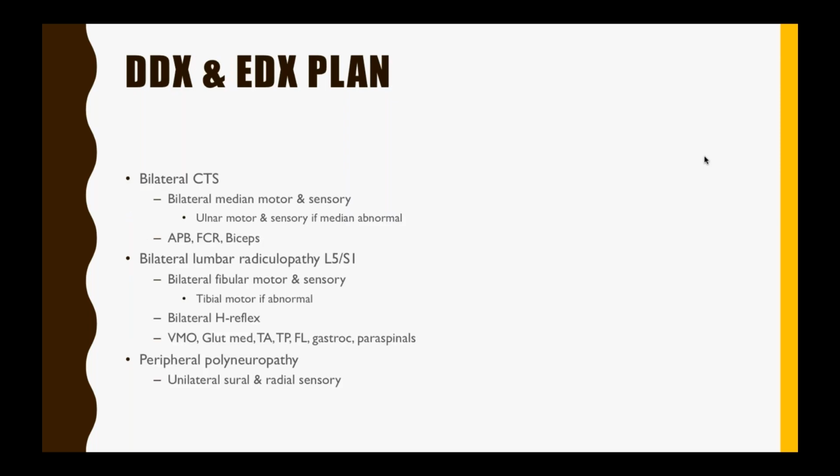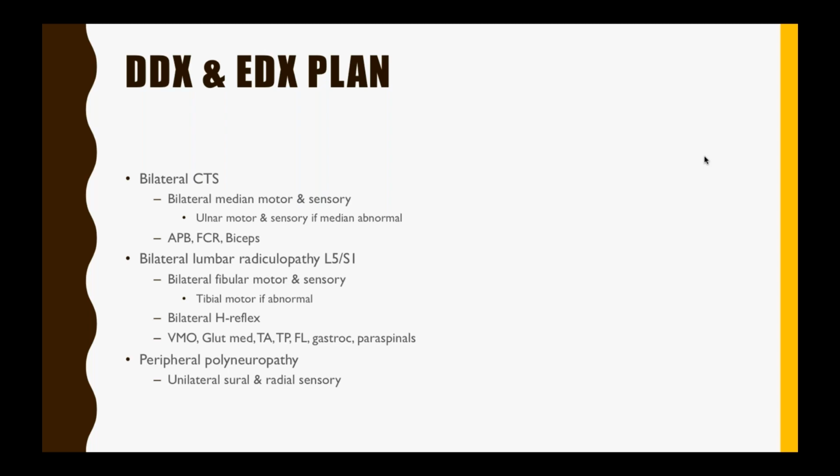For her electrodiagnostic plan, because of the APB weakness, I was thinking carpal tunnel syndrome. So I was going to do bilateral median motor and sensory nerve studies and muscles relevant to a screen for carpal tunnel syndrome. But she also had low back pain, so I wanted to screen for a radiculopathy. So I was going to do the bilateral fibular motor and sensory and tibial motor as needed, the H reflex, and then a standard radiculopathy screen, at least 5 muscles, including the paraspinals.